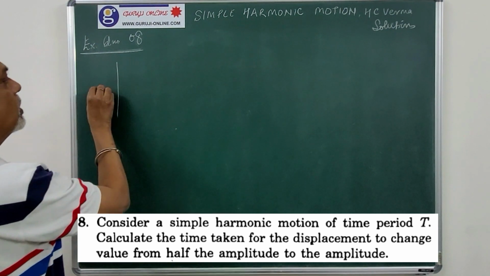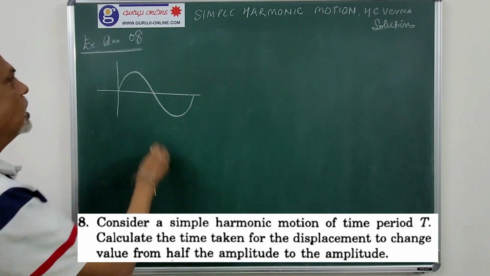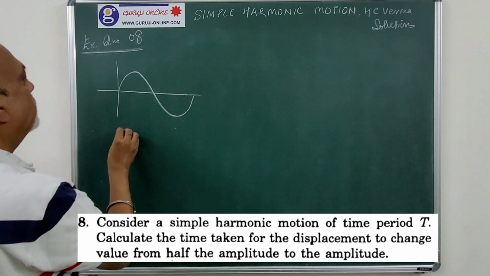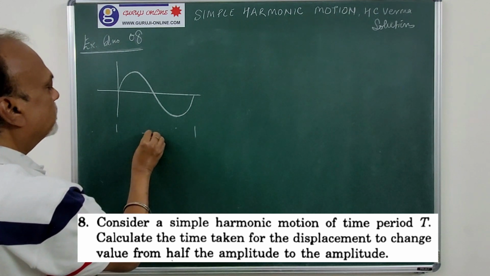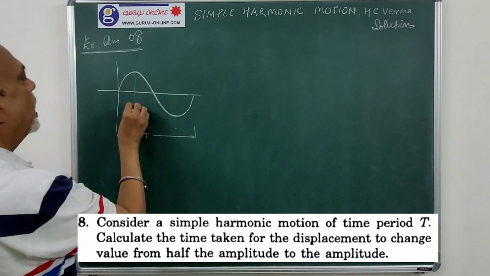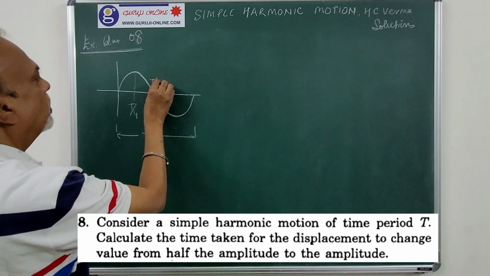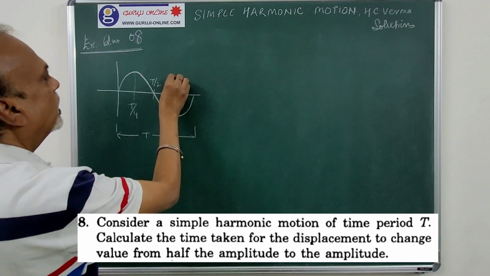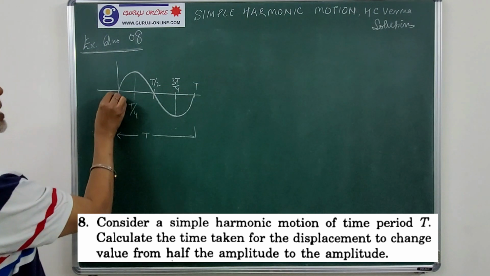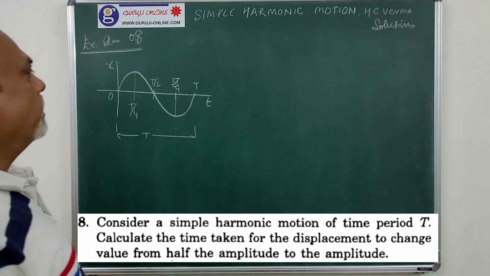Suppose this is your simple harmonic motion. This time period is basically T. So naturally it will have T by 4 here, T by 2 here, and 3T by 4 here. If you measure the distance from this, this is your t, your x. Correct?